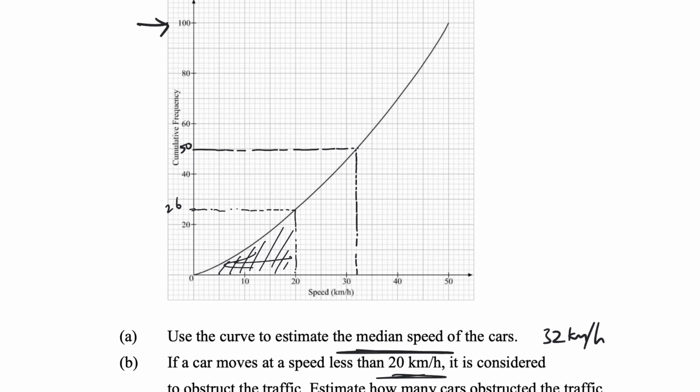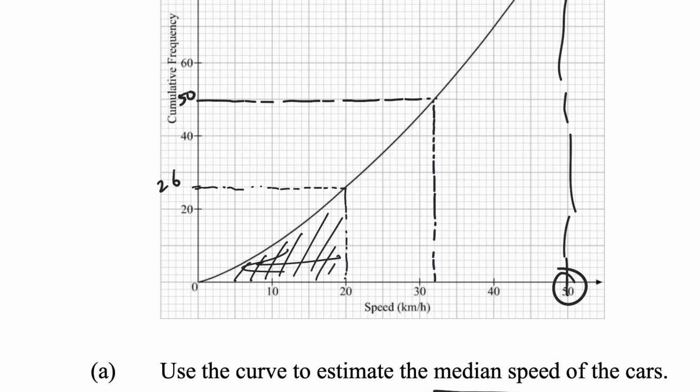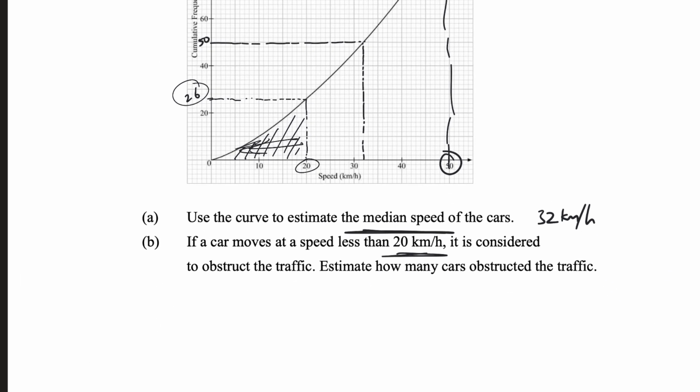Right? And of course you can ask, okay, what does it mean by this data point then? You can say it means 100 cars were traveling at 50 km per hour and below, which makes sense because the fastest car, the 100th car, was traveling at 50 km per hour. So 100 cars were traveling at 50 km and below. How many cars were traveling at 20 km and below? 26.